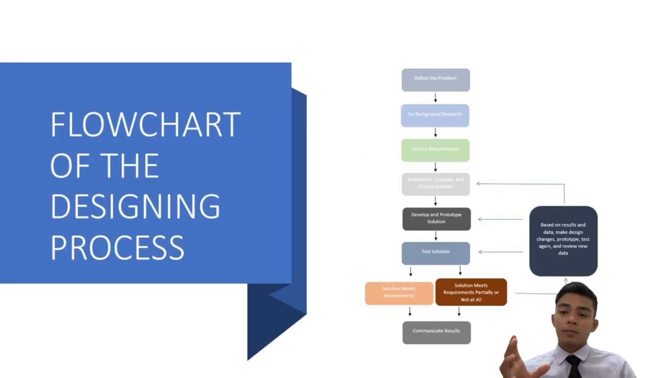For a further methodology part, we are using a flow chart. Okay, we have define problem, background research, specify requirement, brainstorm, develop, and test solution. What I do in FYP1 is define the problem, do background research, and specify requirement. Besides that, I will do it in FYP2.